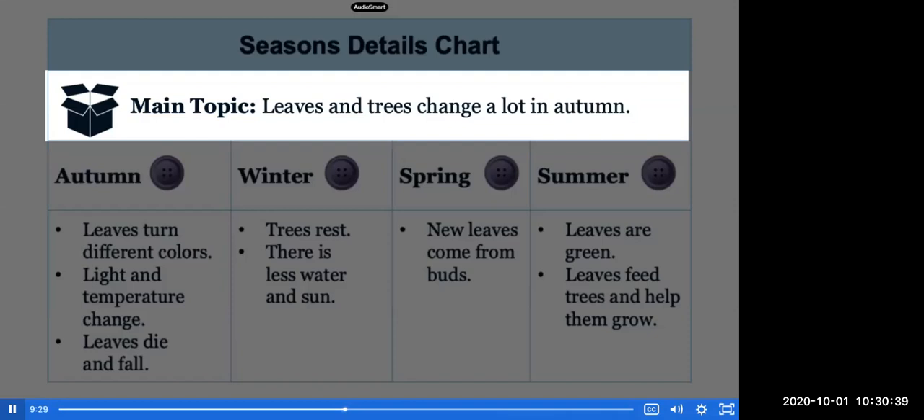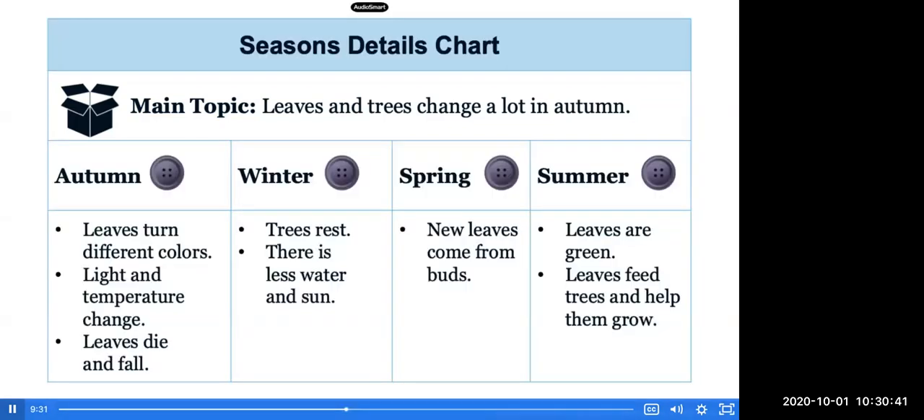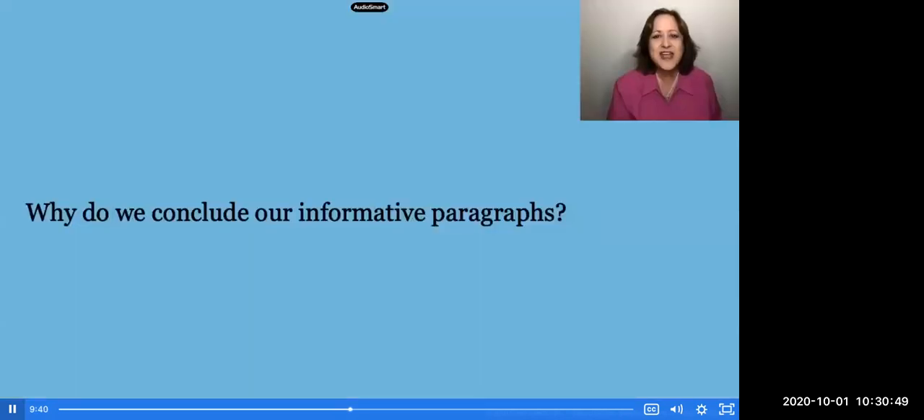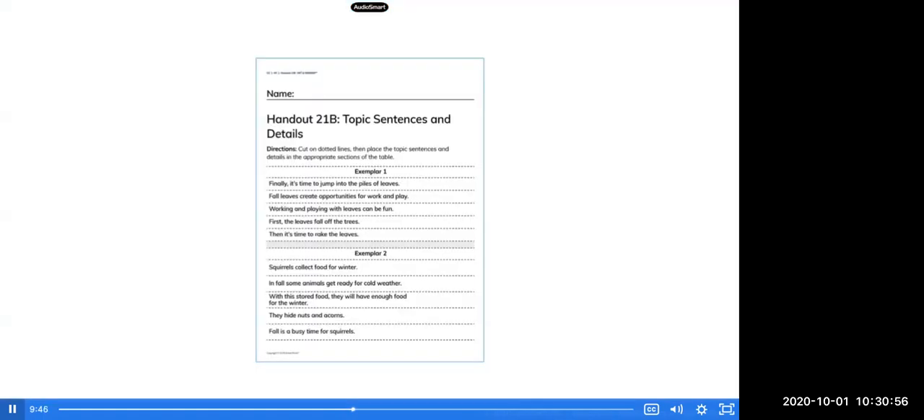Leaves and trees change a lot in autumn, and all of the details that we've captured in the chart below support that main topic. Today we'll learn how to end or conclude informative paragraphs. Pause here to grab handout 21B and scissors, and just hit play when you're ready to continue.